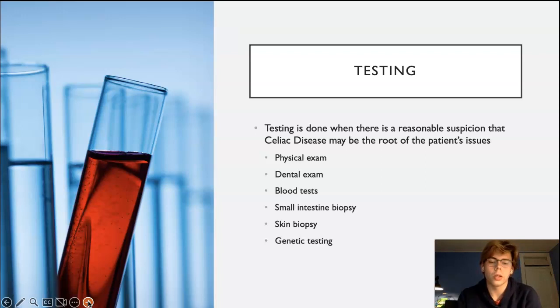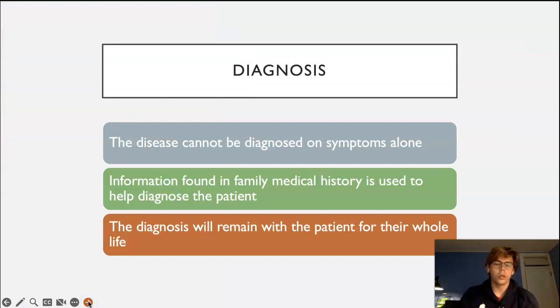You can also do things like a small intestine biopsy, skin biopsies, and then a genetic test is kind of the end-all be-all. You don't necessarily have to do a genetic test, but they will do some sort of family history test, whether that's just looking through paperwork or actually looking at your genes and seeing if you have a connection. Because, like we'll talk about here on the diagnosis slide, you're not going to be diagnosed on your symptoms alone. You basically have to have some sort of connection found in your family medical history that's going to be used to help diagnose. And then this diagnosis is going to remain with the patient for life. We'll talk about the treatment and cure in the next two slides, but it's not something that goes away.